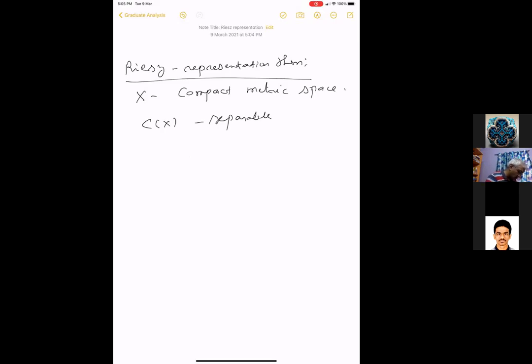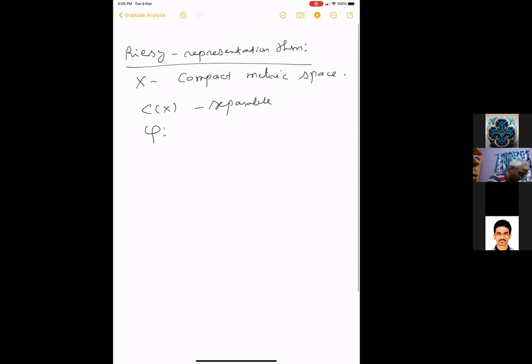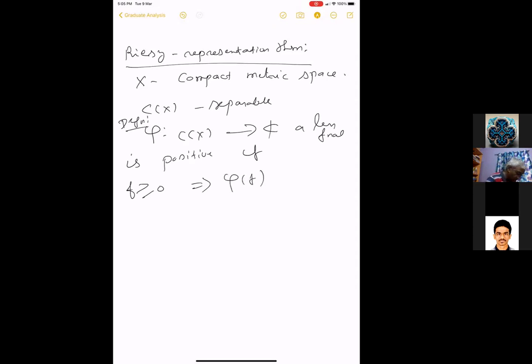Then we can consider a linear functional from C(X). This is the definition I want to make. A linear functional from C(X) to C is positive if f greater than or equal to 0 implies that the number is greater than or equal to 0. That is, if you have a positive function, then this number, a complex number, has to be greater than or equal to 0. So this is what is called a positive linear functional.